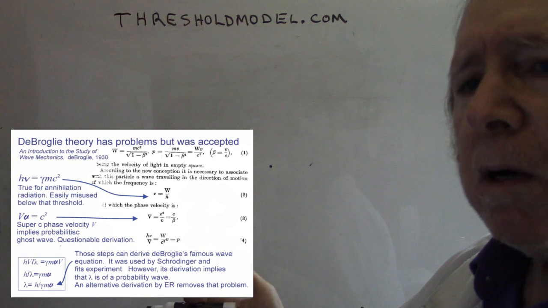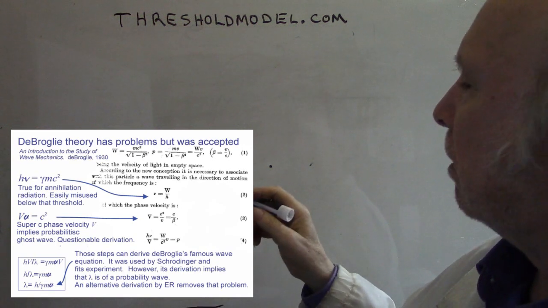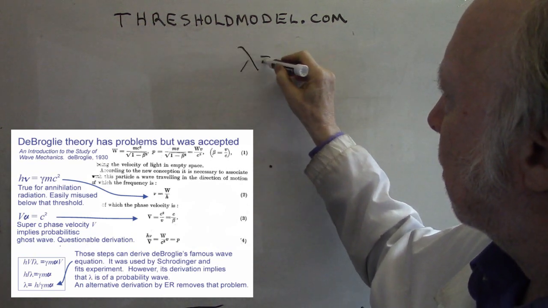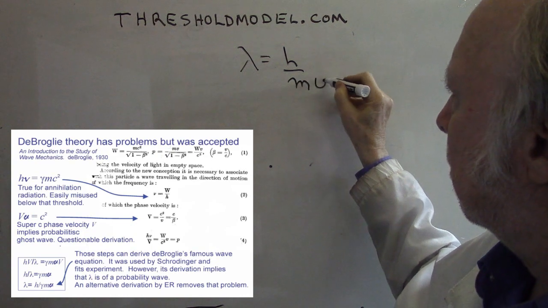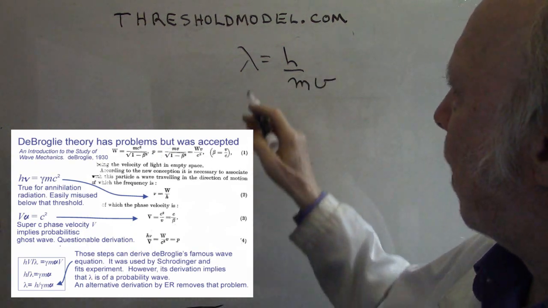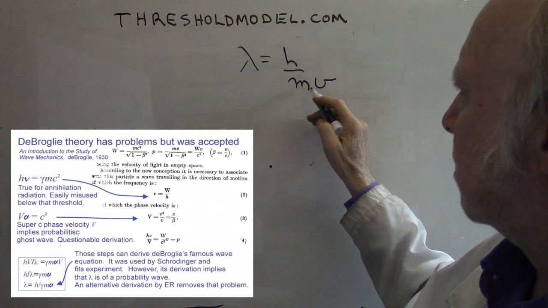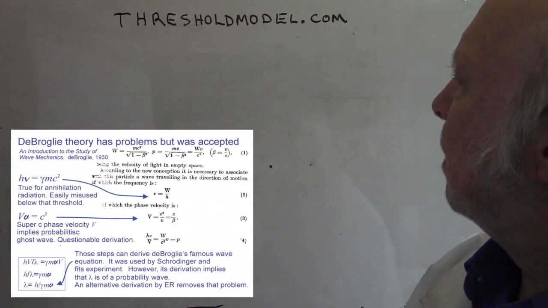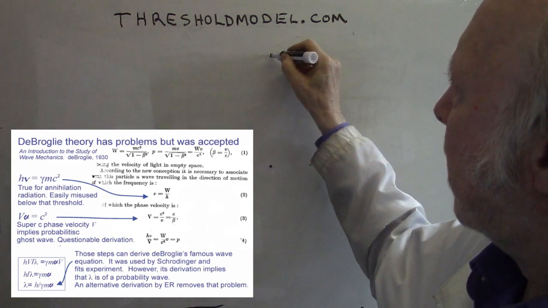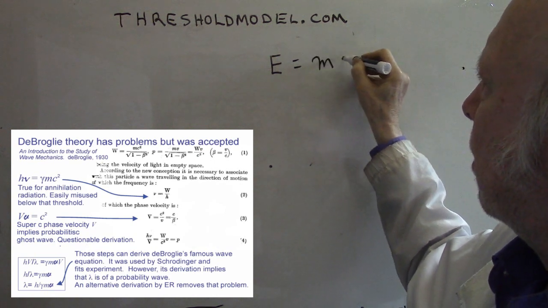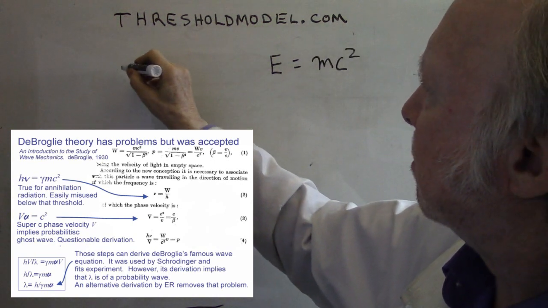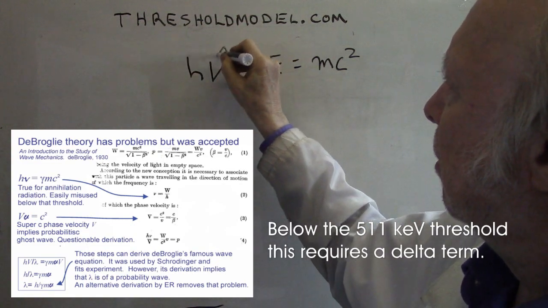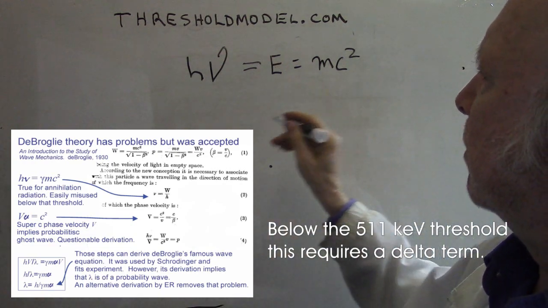In 1924, de Broglie did a derivation of his famous wavelength equation, wavelength is Planck's constant over momentum, mass times velocity. The way he did it, he took Einstein's energy equal to mc squared, and he took Planck's energy equal to h nu, and then said, let's just put them together.